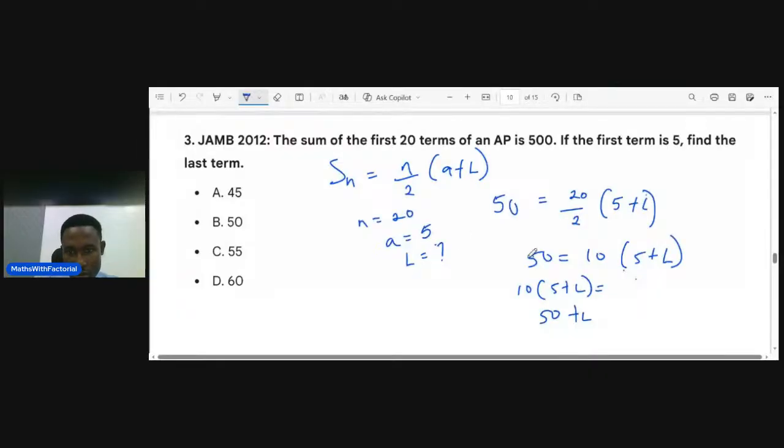This is giving us 50L. 10 times 5 is 50. Okay, I think I got where they made the mistake. So it's still 500. Let's use 500. All right, let's use 500. Okay, good. I think I got it now.